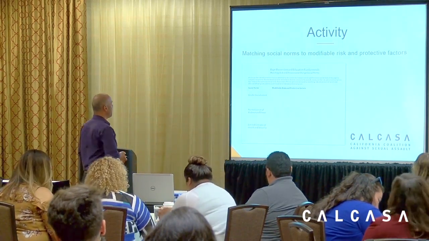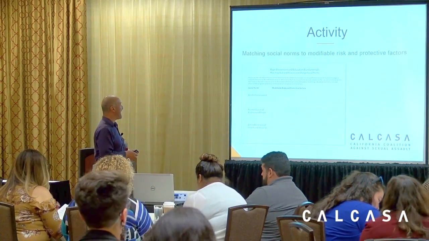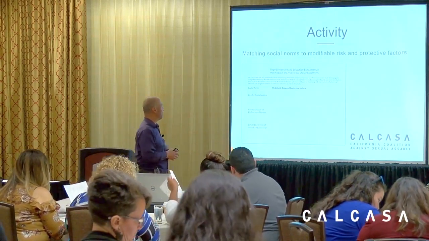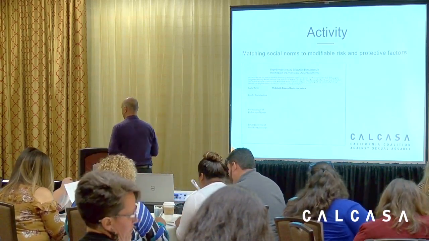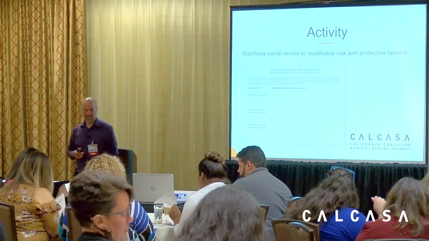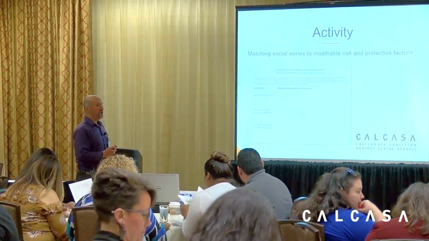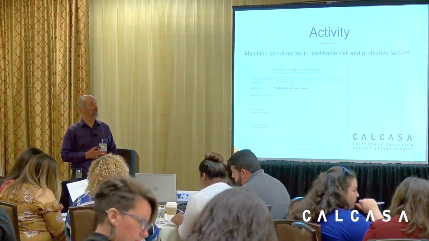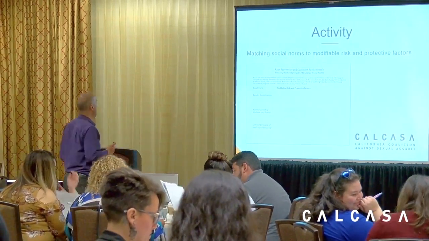I want to take a couple of moments and have you take out the sheet called Matching Social Norms, Modified List of Next Steps. If you don't have a packet, you can look on your neighbor's. Turn to someone next to you, or you can do it as a table as a whole. I'll let you do that.